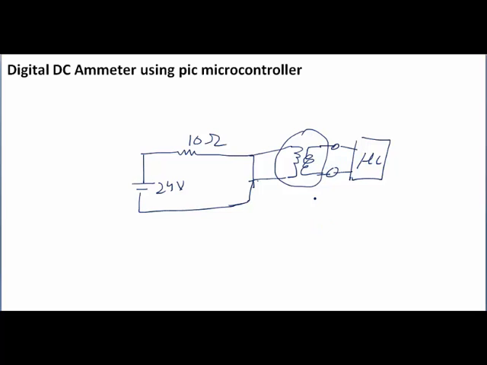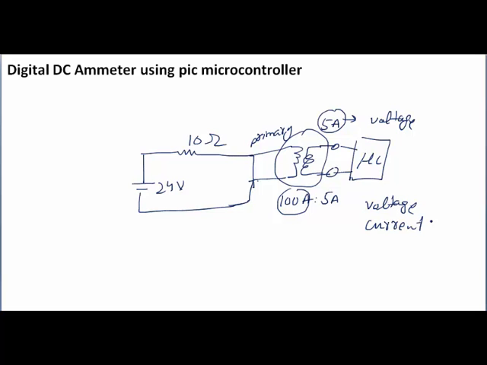For example, if your CT has a 100 ampere to 5 ampere ratio, then if we have 100 ampere current at the primary side, the CT will give us a step down current of 5 ampere at the output. It will not give us output in the form of current, it will give us output in the form of voltage. But the relation between voltage and current must be given in the data sheet.